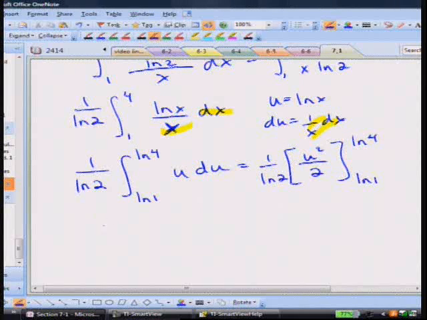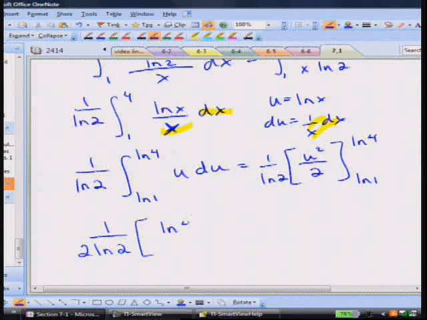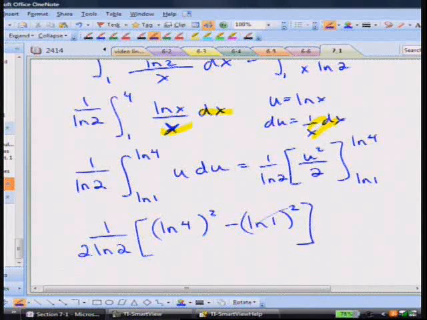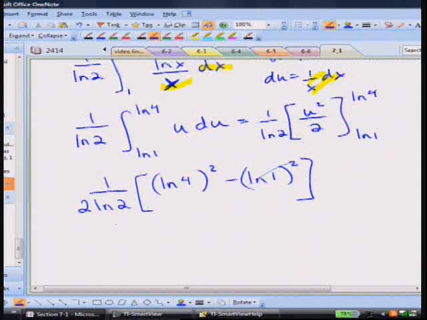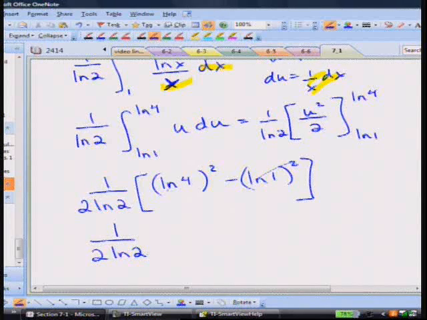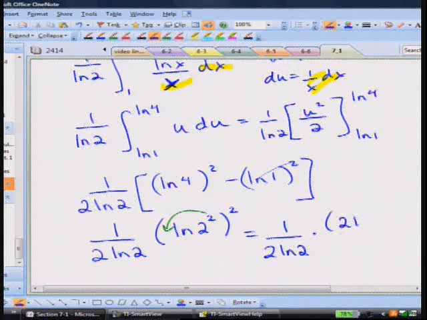Now we get to be really cool algebraists here. I'm going to bring this 2 in front, so 1 over 2 ln 2 times ln 4 squared minus ln 1 squared. Of course, the ln of 1 is 0, so this just falls out. You have to be pretty snazzy here. Do you guys agree that ln 4 can be thought of as ln 2 squared? And then this 2 can come in front based on the power rule. So this is going to be 1 over 2 ln 2 times 2 ln 2 squared.